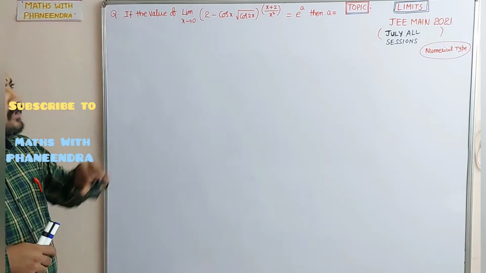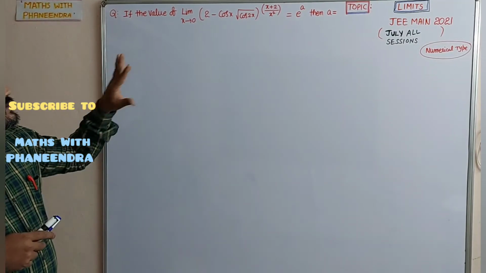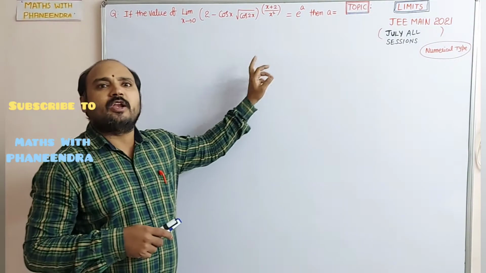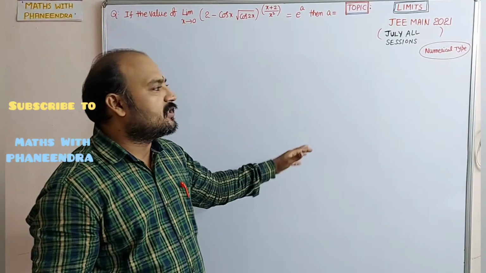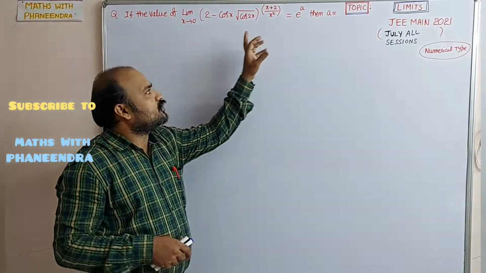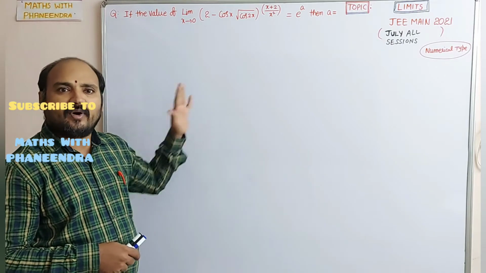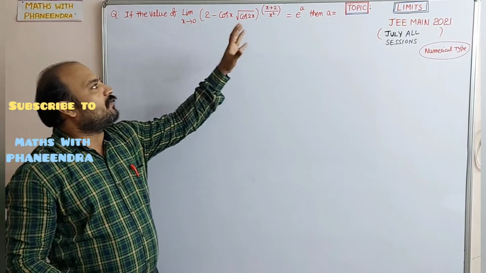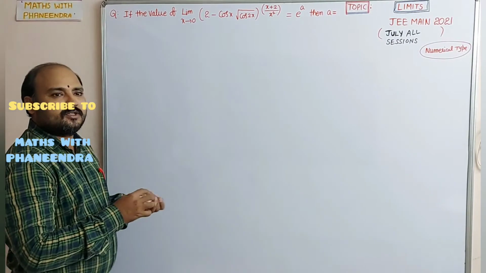By observing, if you substitute x is equal to 0 directly, this limit value reaches 1 power infinity. We already learned, in a number of problems we discussed in this channel, that whenever the limit reaches 1 power infinity, we can write it as e power the limit of g of x into f of x minus 1. So once again I will write it.